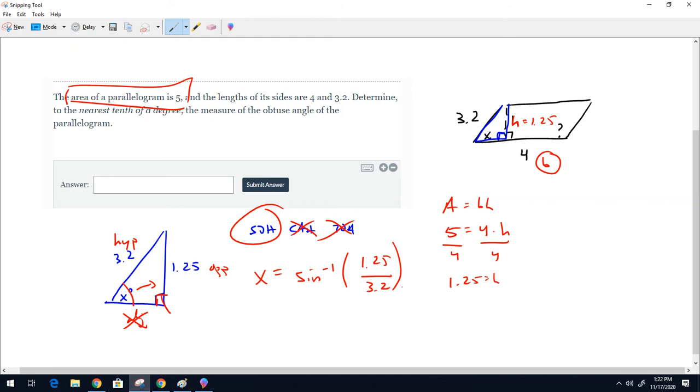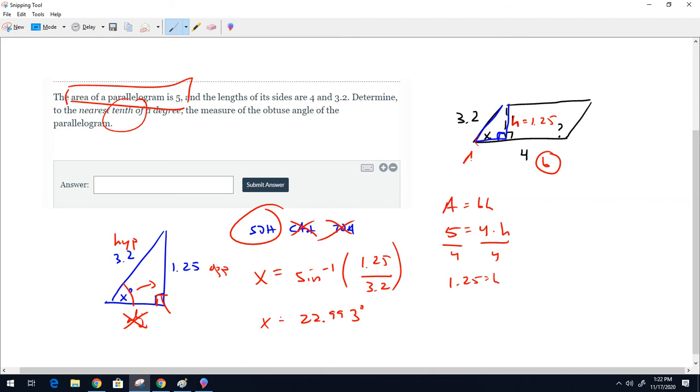And again, I don't want to leave this picture, so I'm going to type this in my handheld calculator. So inverse sine, make sure you're in degrees, of 1.25 divided by 3.2. I got an angle measure of, and it says in there is tenths, I'm going to leave this out to a couple, 22.993. Okay, that's what I got. That is the acute angle.